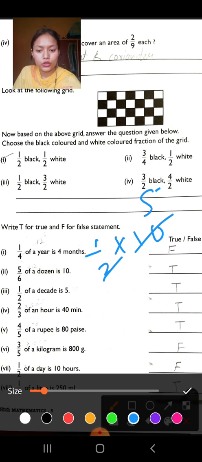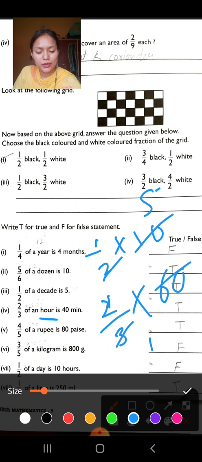2 upon 3 of an hour is 40 minutes. Now, one is in minutes and one is in hours. So, you know 1 hour is equal to how many minutes? 60 minutes. So, you will write 2 upon 3 of an hour. Of means multiplication. In an hour, how many minutes are there? 60 minutes are there. So, 3 ones are 3, 3 twos are 6 and 0, 60. So, 20 multiplied by 2 is 40. It is correct. It is true.